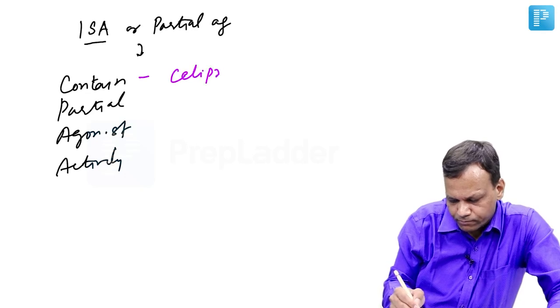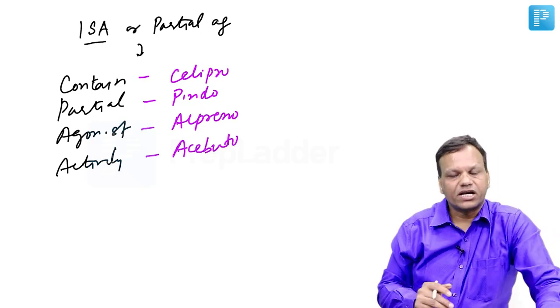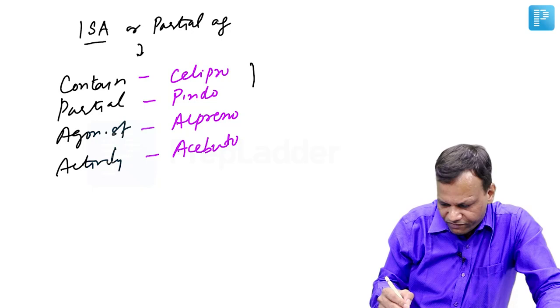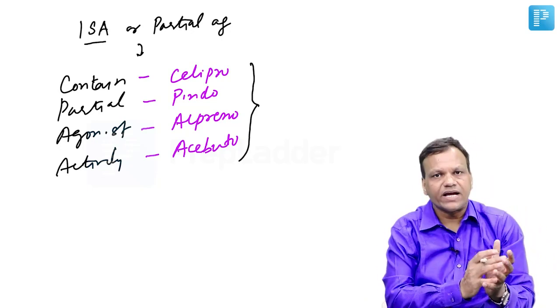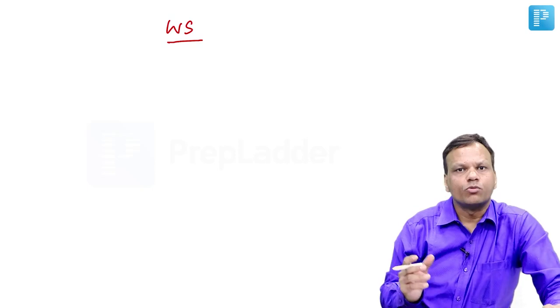Celiprolol, pindolol, alprenolol, and acebutolol contain partial agonistic activity. They are preferred when the person is developing severe bradycardia with the use of a normal beta blocker. Okay. Next important property is water solubility.